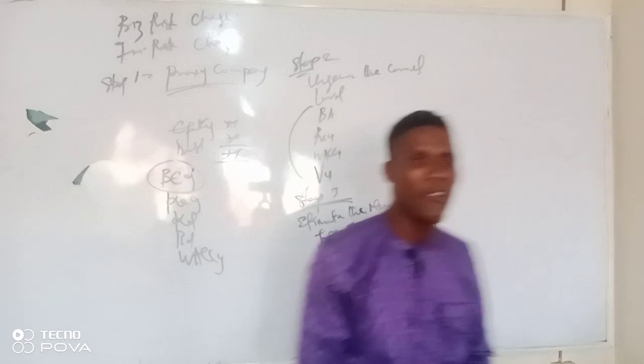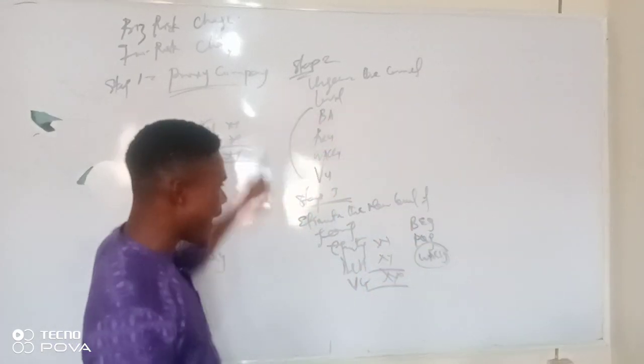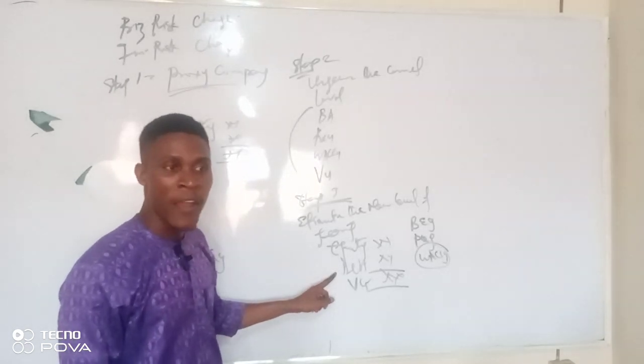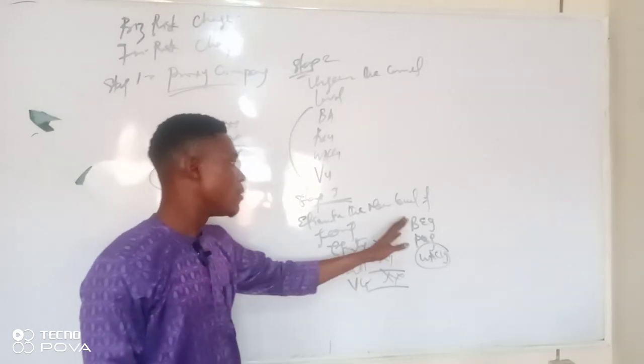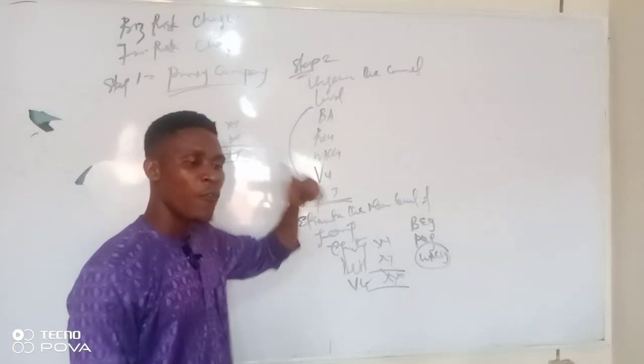And once you have brought them to the level of business risk alone, what next is that you now regear them to the new level of gearing, which is the gearing that you will use to finance the project.